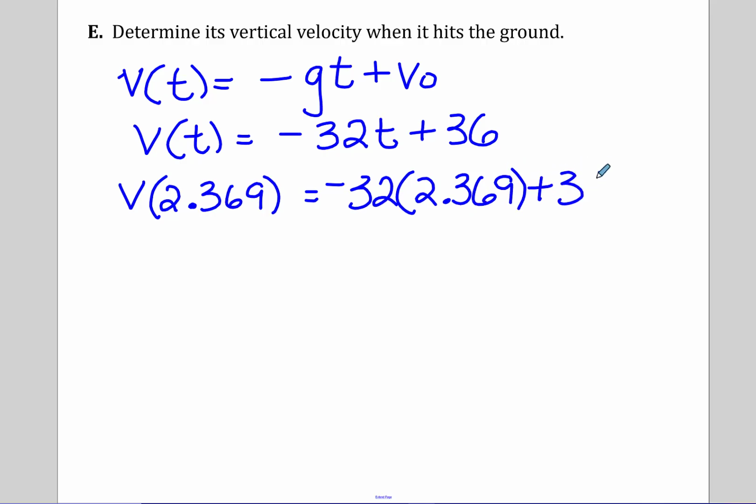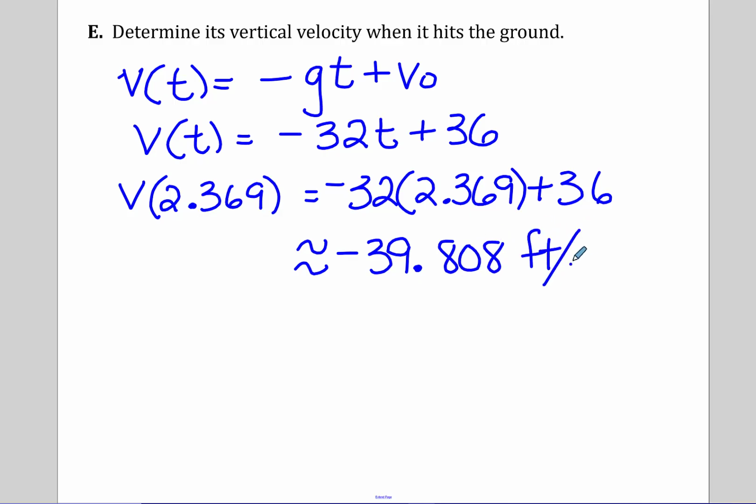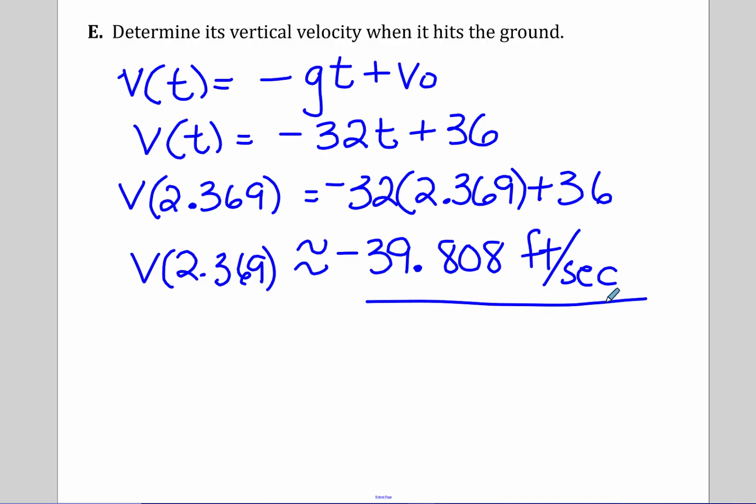this expression, and I get about 40 feet per second, which makes sense. It's speeding up as it's heading toward the ground. So the velocity at 2.369, speeding up in a negative direction, isn't it? So the velocity at impact is negative 39, or about negative 40 feet per second.